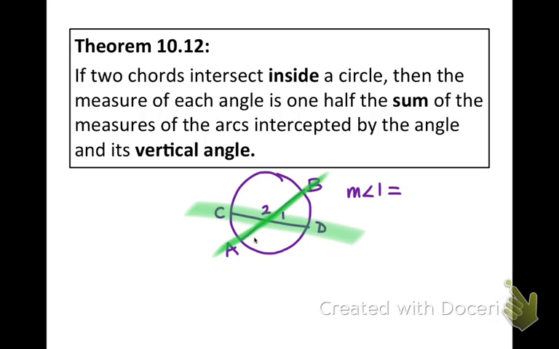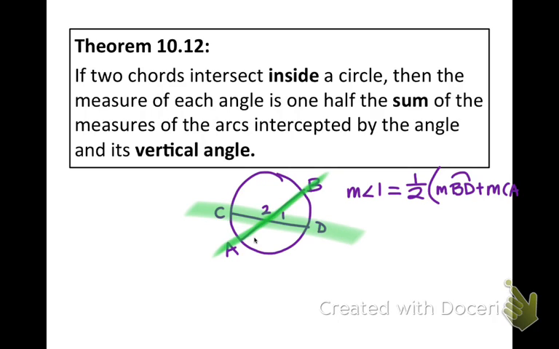So, when two chords intersect inside a circle, the measure of each angle is 1/2 the sum. Sum means we're going to do what operation? We're going to be adding the measures of the arcs intercepted by the angles. So I'm going to take 1/2 the sum of those two intercepted arcs. So I'm going to add the degree of BD, so the measure of arc BD plus the measure of arc CA.